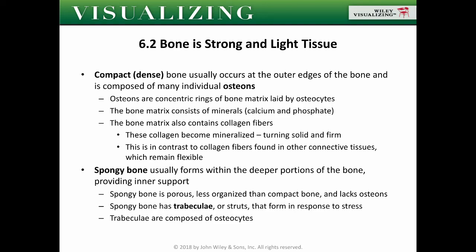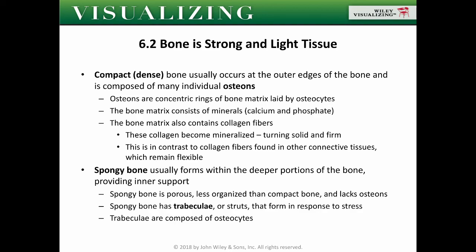So for the bones, bone is a strong and light tissue. We have compact bone, which is the dense one. This usually occurs on the outer edges of the bones and is composed of many individual osteons. So what are those osteons? Osteons are concentric rings of the bone matrix laid by osteocytes. Osteocytes are the bone cells.